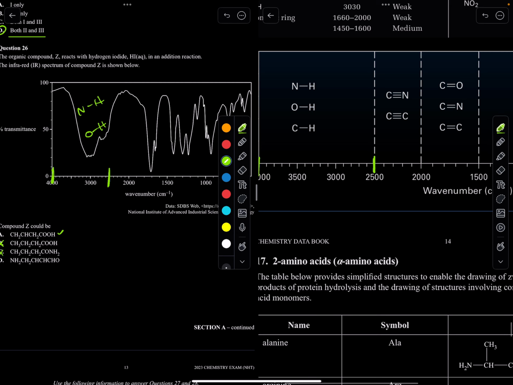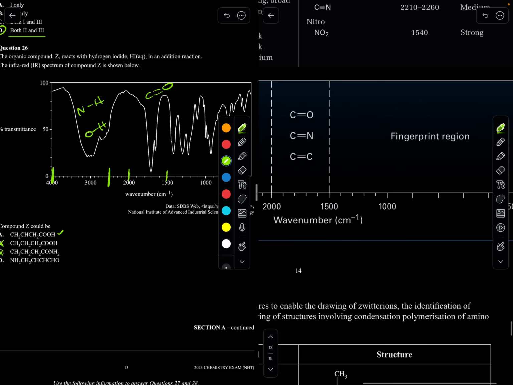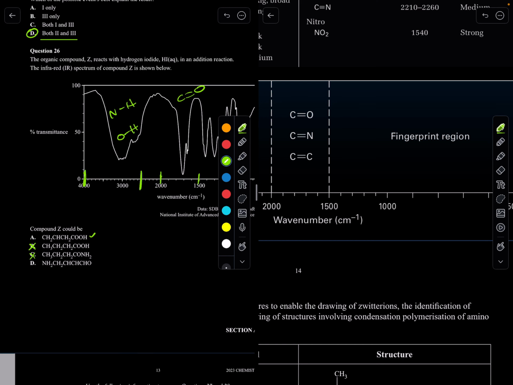Now, we also have a peak from 2,000 to 1,500, which, as you can see from this figure, could be a C double O, or a C double N, which was not part of any of those compounds, or a C double C, which isn't very useful here. And that's it. And this here is your fingerprint region, so you don't want to touch that. This is one of the best and quickest ways to break a question down. Both of them have the C double O, so that's not very useful.